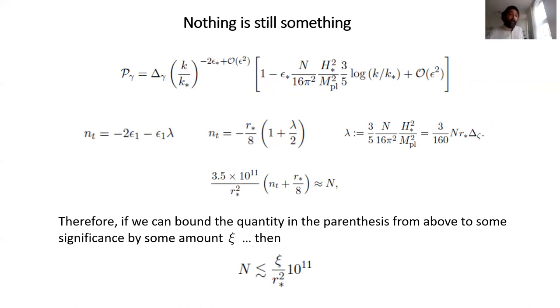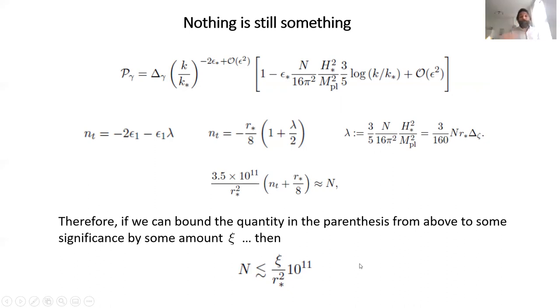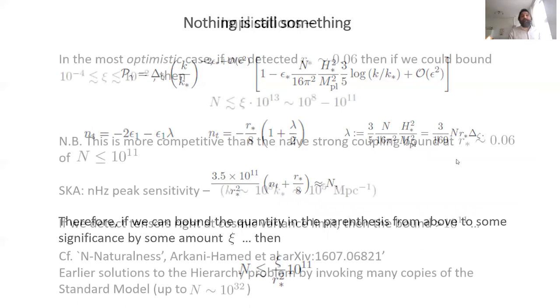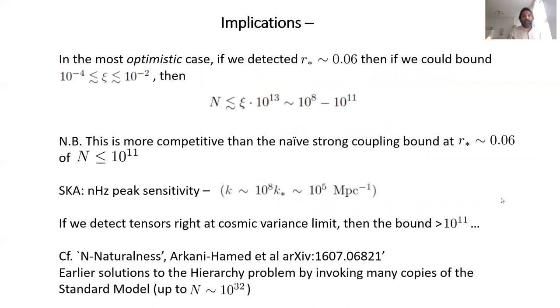Excuse me. So if somebody is saying, let's constrain the deviation from the tensor consistency relation to some part in C, let's say it's 10 to the minus 3, 10 to the minus 4, then you can bound the number of hidden fields by the following quantity. So let's say r is, I don't know, 10 to the minus 2 and C is 10 to the minus 4, you can certainly say the number of hidden fields is less than some amount.